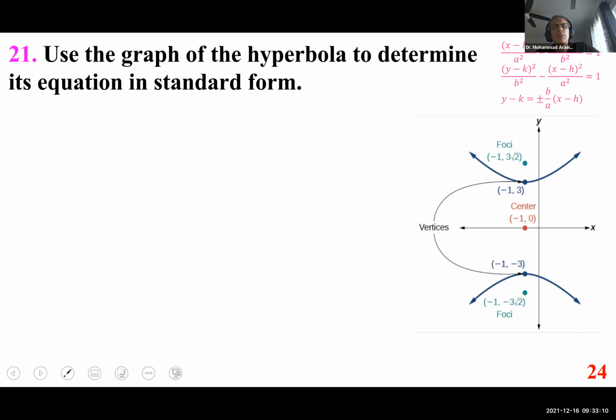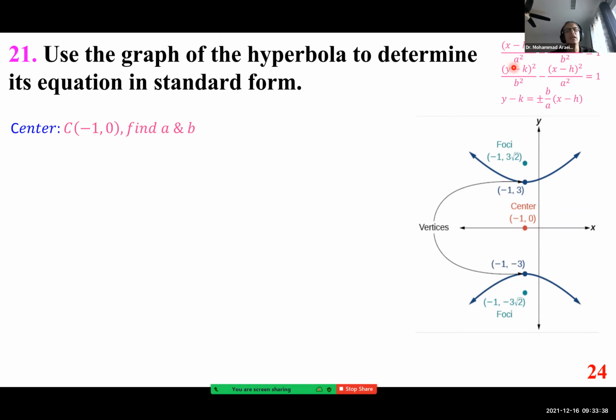Use the graph of the hyperbola to determine its equation in standard form. So here's the graph. By the way, those are the asymptotes that they don't have. The asymptote goes through the center. So we have the center. We write it down, -1, 0. And as long as we have the center, if we look at this equation, we have the center. So what is missing and we needed is A and B. So the center is located at -1, 0. All we have to do, find A and B.